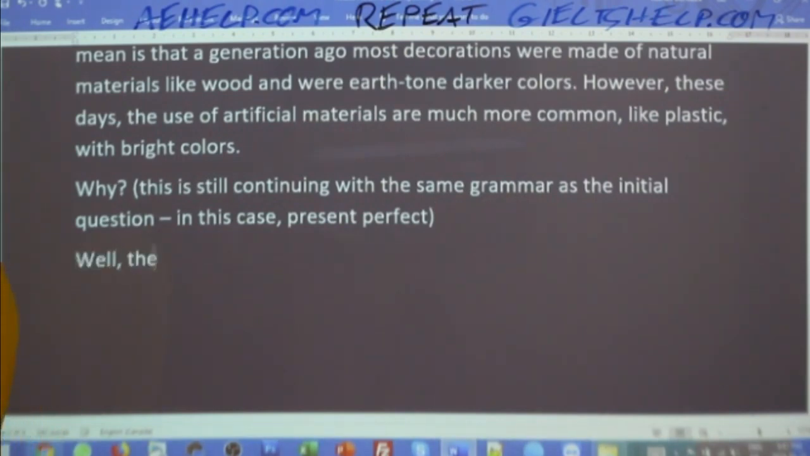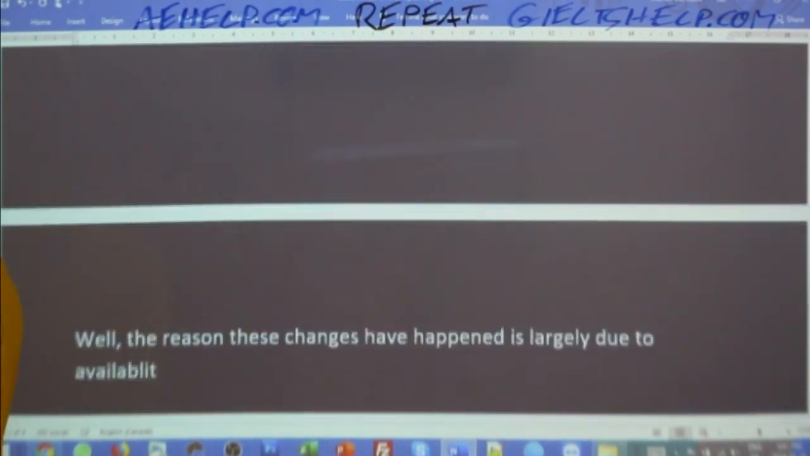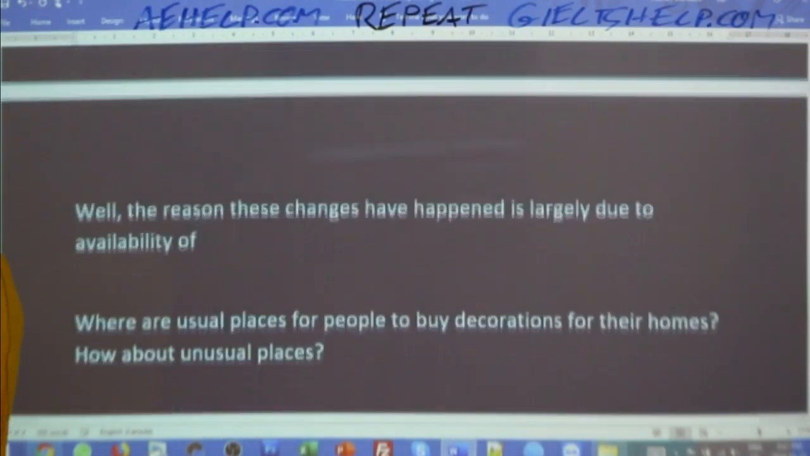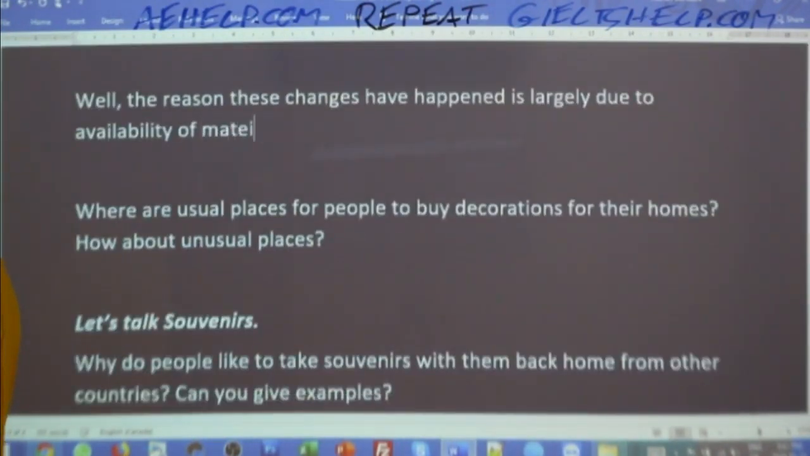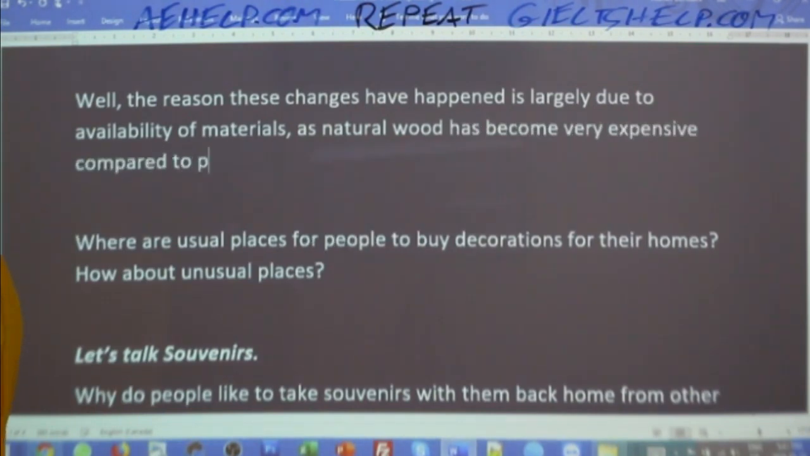Well, the reason these changes have happened is largely due to availability of materials, as natural wood has become very expensive compared to plastic.